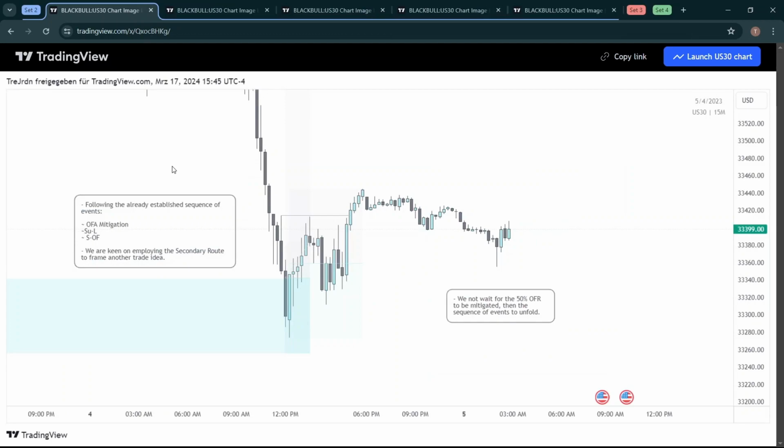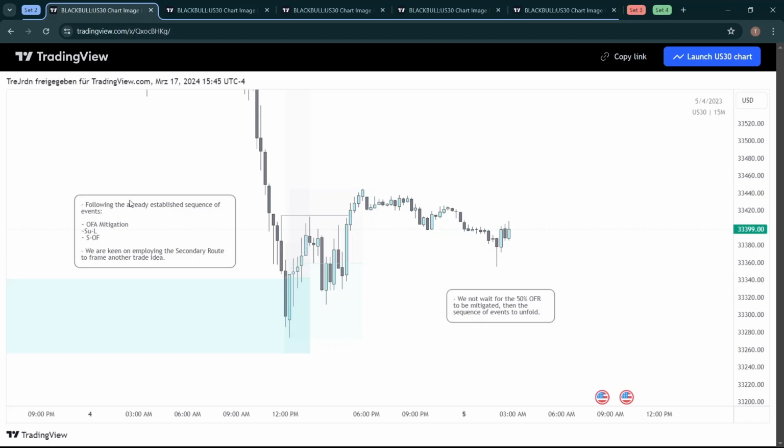Now we're moving into the next section, where I have a little framework used for framing the trade idea. And following the already established sequence of events: the order flow mitigation, the support and liquidation, the switching order flow, keynote implying the secondary route. This plays into the second step, which is interesting. But if you forget the last part and remember the first three, the already established sequence of events.